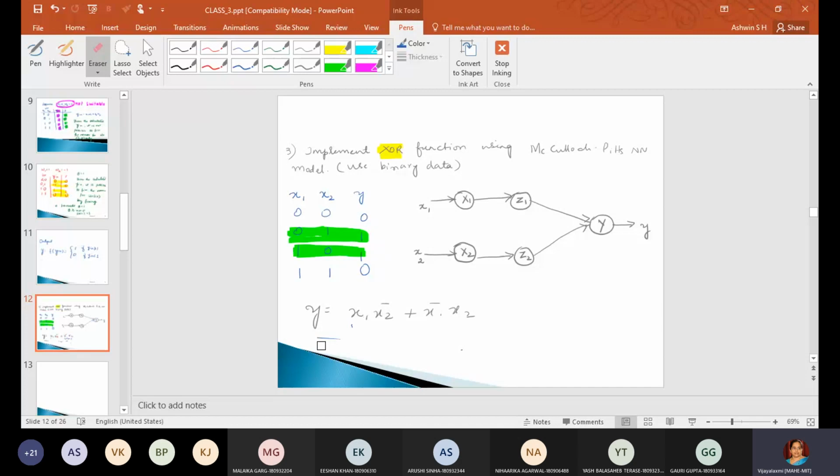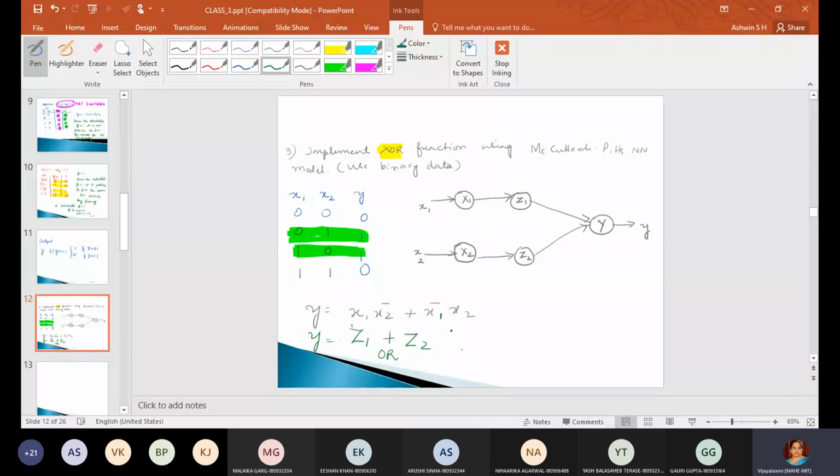So x1 x2 bar plus x1 bar x2. So y is equal to, if I call it z1 plus z2, or it is equal to z1 or z2. What is z1? Z1 is equal to x1 x2 bar, and z2 is equal to x1 bar x2.